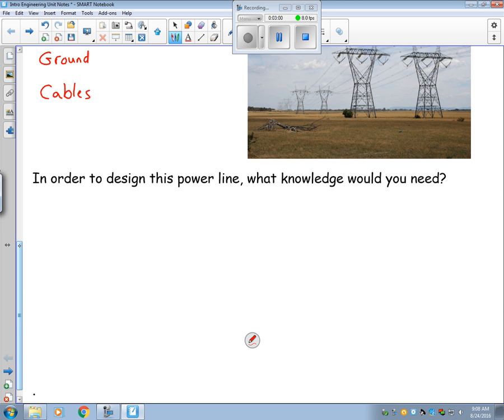So in order to design this electrical power line, some things we would need to know. Well, we would need to know electrical knowledge, obviously. We would have to know some civil engineering. The electrical knowledge would take care of things like the cables, the resistance in the cables, the voltage, currents. The civil engineering would take care of building the tower and preparing the ground. We would need to know some mechanical knowledge.